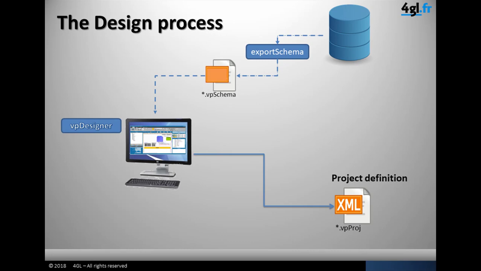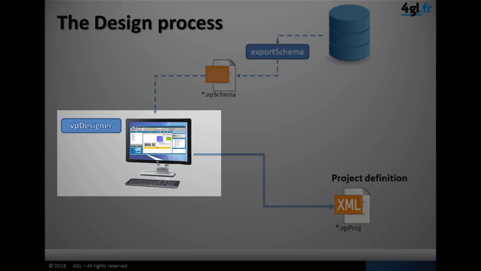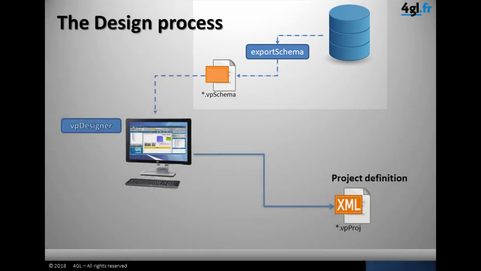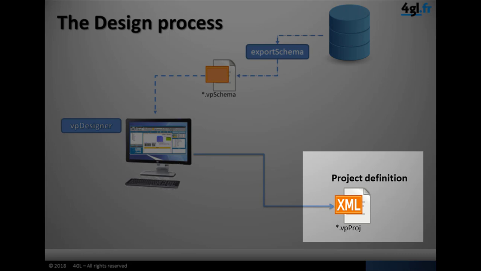Let's first look at how the graphical designer works. It is VP Designer which allows to draw on the screen, the pages, the objects in WYSIWYG mode, by specifying the rules of project management. Since it has no connection to the database, a schema must be provided to define the tables and columns. Export schema does this job automatically. It creates a definitions file with a suffix .vp schema. VP Designer is then used to build the project that will be saved in an XML file with a suffix .vp project.